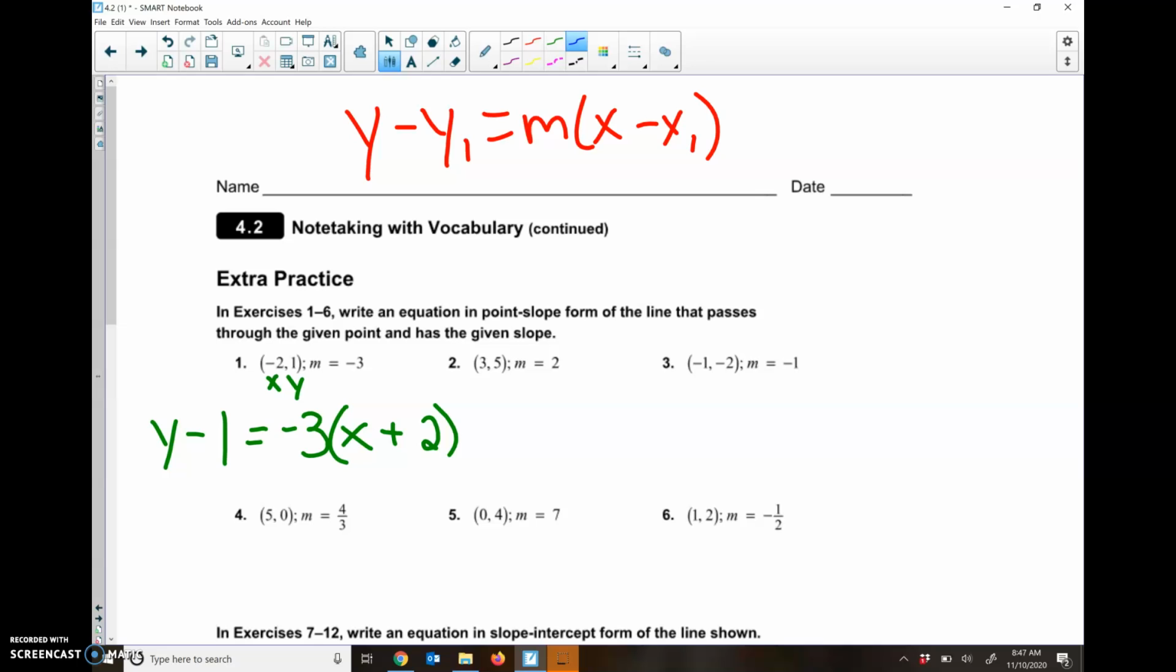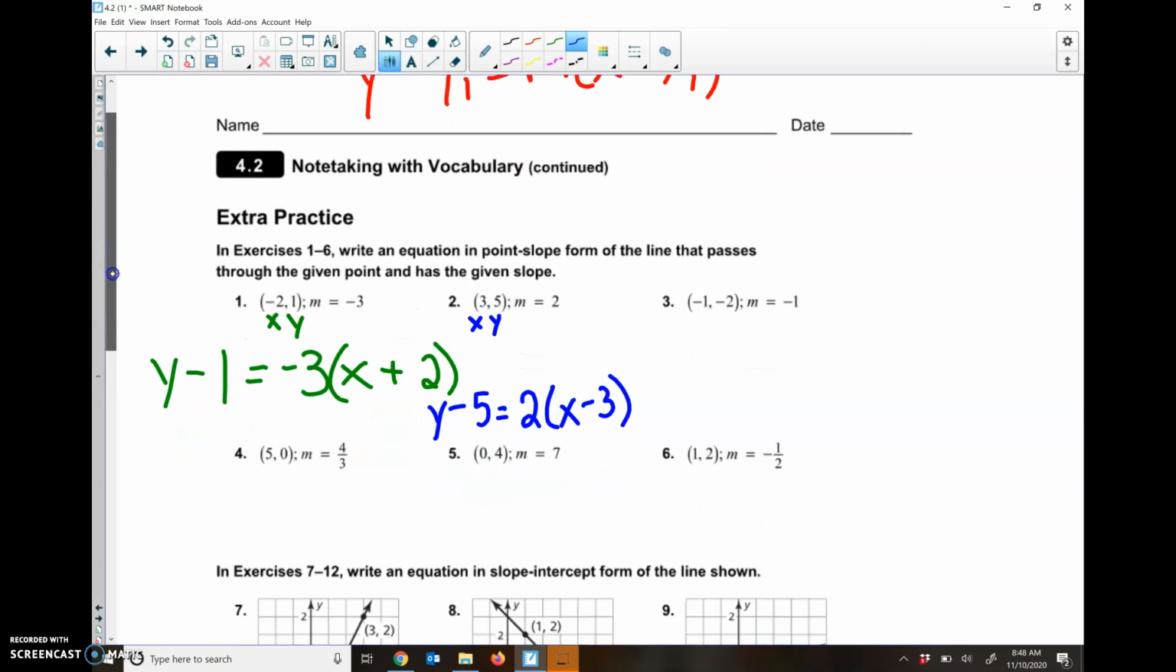All right, if I look at number 2 here, same thing. So y, I'll change colors here. So y minus the y they give me here is 5, so minus 5 equals the m they give me, which is 2. Then parentheses x minus the x they give me, which is 3. So that's all they want us to do, just write those out.